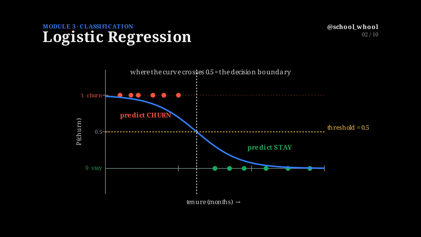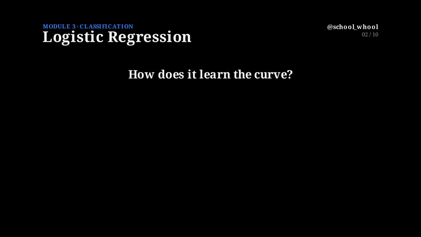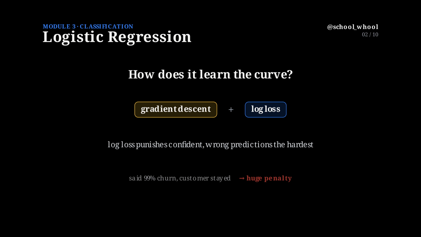And how does it learn the right curve? The same way as before, gradient descent, but now minimizing a loss built for probabilities, called log loss. Log loss punishes confident, wrong answers the hardest of all.